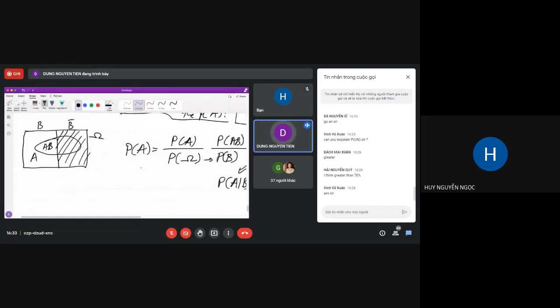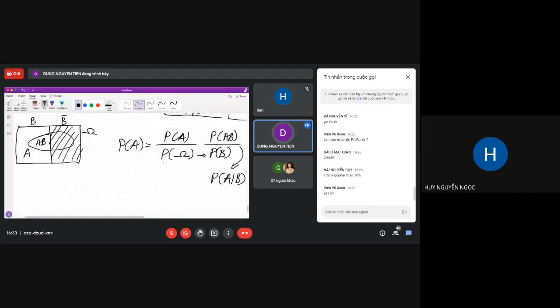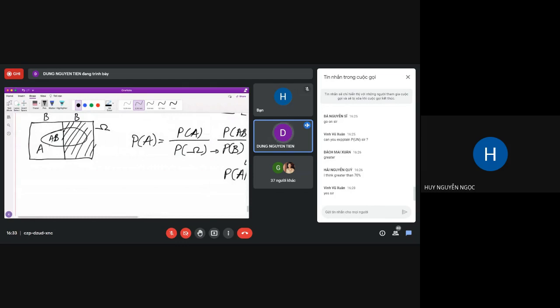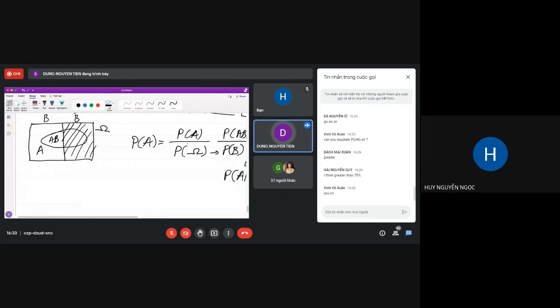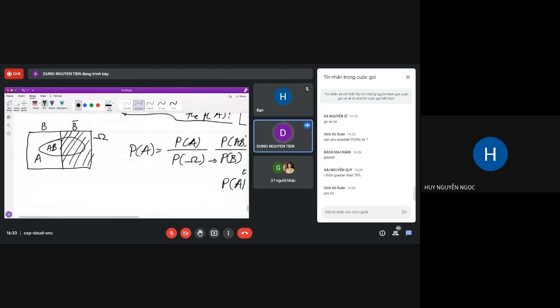All right, let's say you want to find the probability of A. The probability of A is A over the whole sample space, Omega, correct? Now if you know that B occurs, then B bar never occurs, correct? If B occurs, then B bar never occurs. Therefore, the set of all possible outcomes becomes B, right?